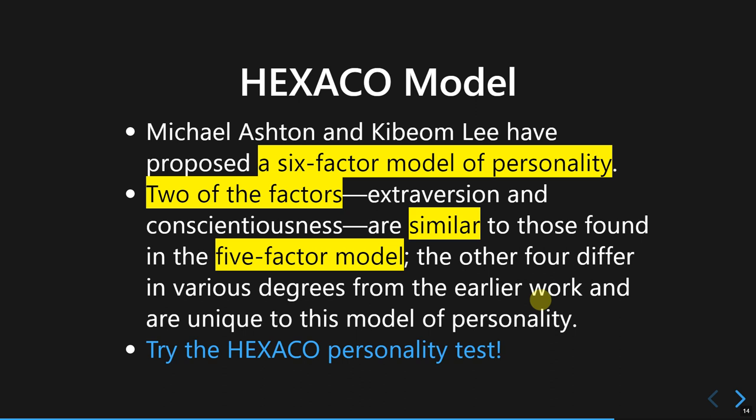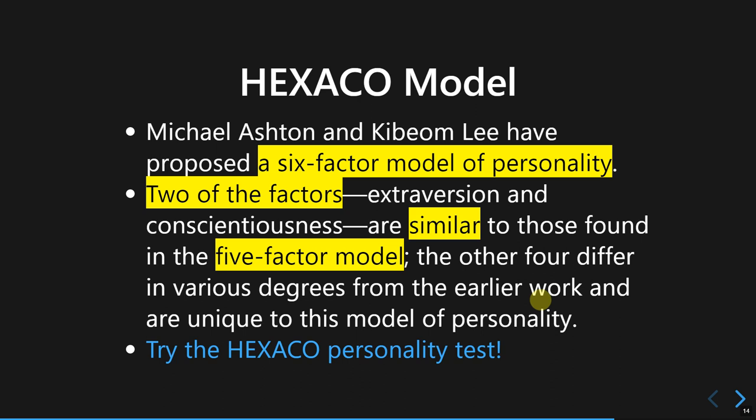So unlike five-factor models, HEXACO has more factors, even though those factors also have quite a similarity among their factors. Two of the factors of the HEXACO model are very similar to five factor, those are extraversion and conscientiousness, and the other four are completely different from the five factor model, and it was based on a lot of studies in research in personality psychology, and this is very unique. And some of those factors are not covered by the five factor.